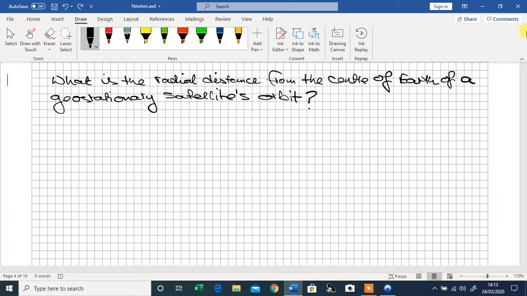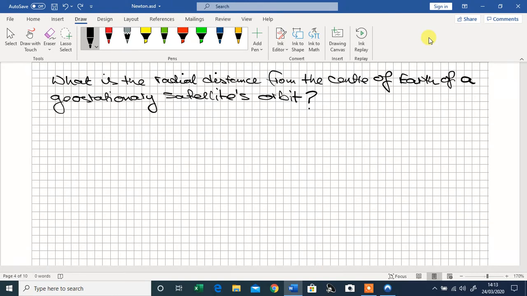Now, the question asked here: what is the radial distance from the centre of Earth of a geostationary satellite orbit? Well, for a satellite to remain in geostationary orbit, it has to have a particular radial distance. It can't be too large a radial distance and it can't be too low a radial distance. It has to be a specific value, and that's what we're going to try and work out.